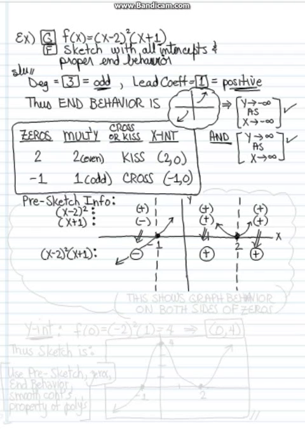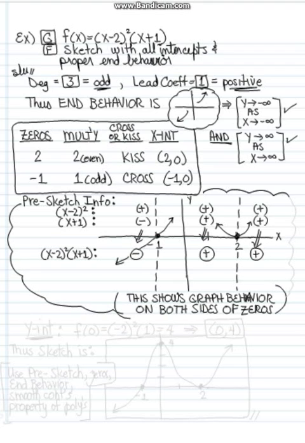So this is the pre-sketch. It shows how the graph behaves on both sides of the roots, of the zeros. And we did that by doing a sign graph, an analysis of the function, positive or negative, above or below the x-axis. Okay, now let's find the y-intercept by evaluating the function f of 0. So use the given function for f of x. We get negative 2 to the second power times 1 equals 4. So the ordered pair (0, 4) is our y-intercept.